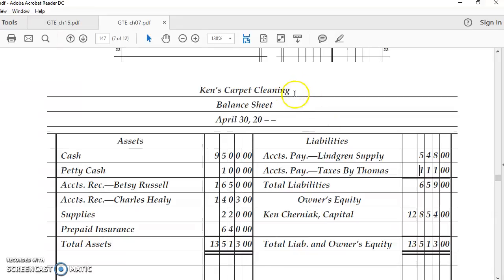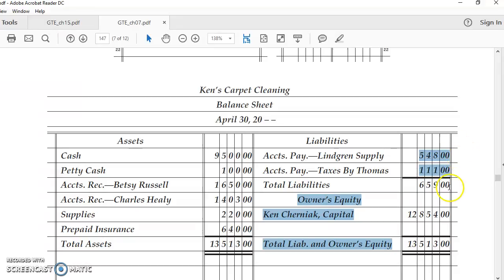At the beginning of the balance sheet in Accounting 1, we had the name of the business, balance sheet, and a specific date, usually the last day of the fiscal period. On the left-hand side, we have our assets, and that's all that's on the left-hand side. On the right-hand side, we have our liabilities and owner's equity, because remember, we want our assets to equal our liabilities plus owner's equity, which is the accounting equation.